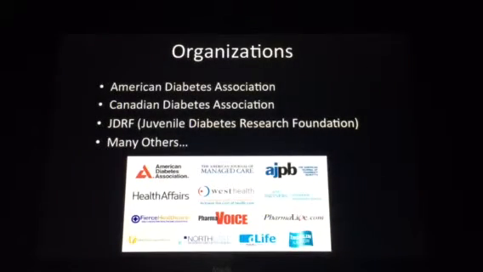Here are some organizations that are currently researching diabetes: the American Diabetes Association, Canadian Diabetes Association, the JDRF, Juvenile Diabetes Research Foundation, and the many others listed below. They're constantly researching and providing day and night research of how we can find a cure for diabetes.